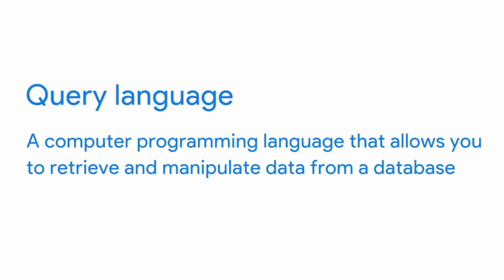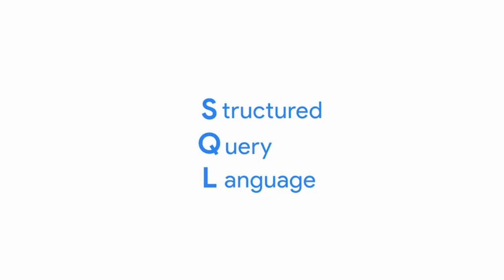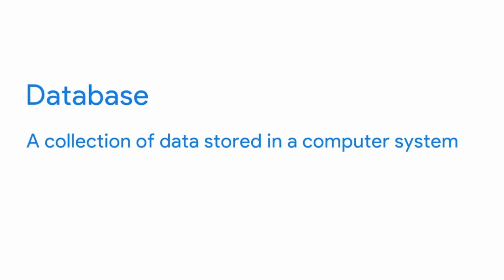The next data analysis tool is called query language. A query language is a computer programming language that allows you to retrieve and manipulate data from a database. You'll learn something called structured query language, more commonly known as SQL. SQL is a language that lets data analysts communicate with a database. A database is a collection of data stored in a computer system. SQL is the most widely used structured query language for a couple of reasons. It's easy to understand and works very well with all kinds of databases.